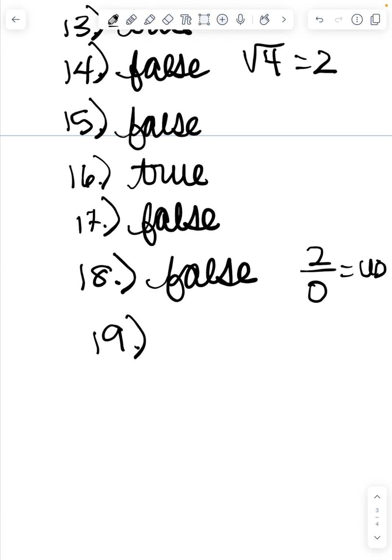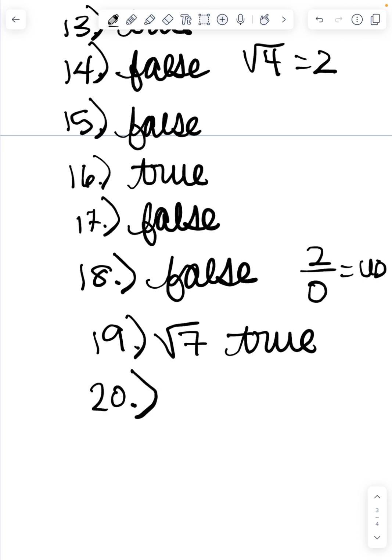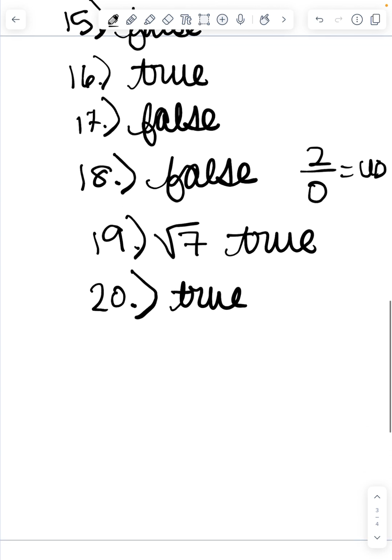Number 19, the square root of 7 is an irrational number. This is true. Number 20, 0 times the square root of 3 is a whole number. This is true because that is 0. All right, moving along, we've got 21 through 45 odd.